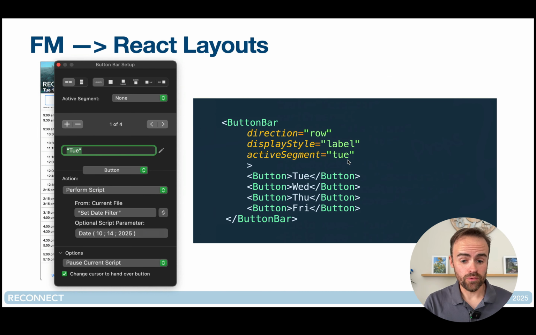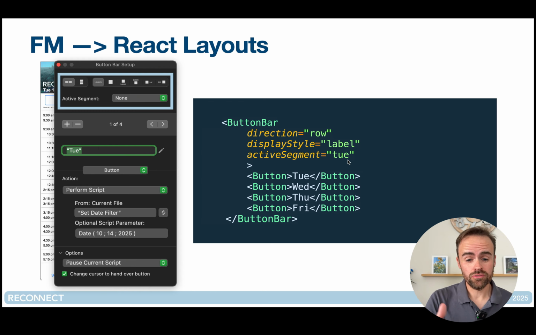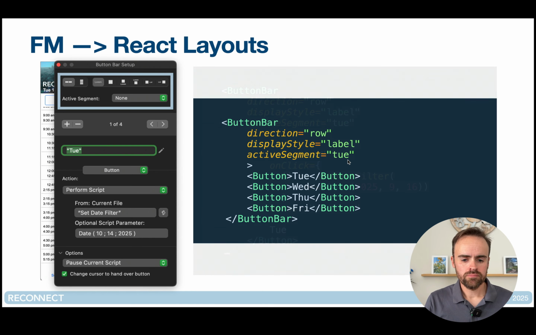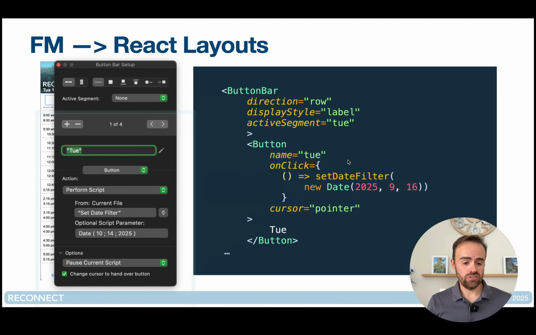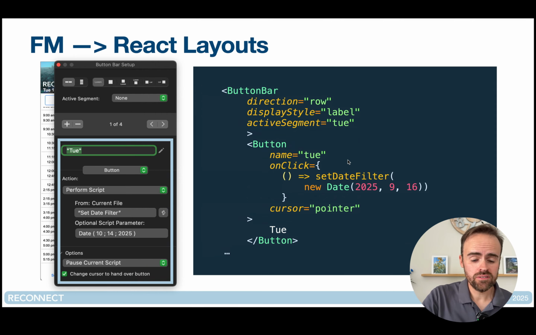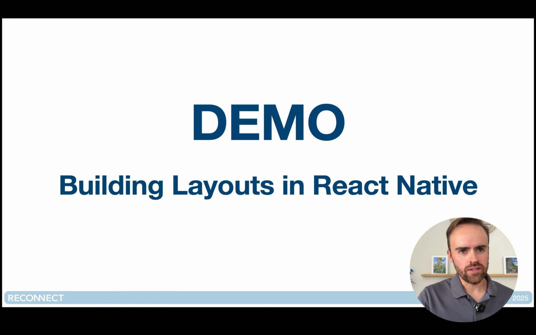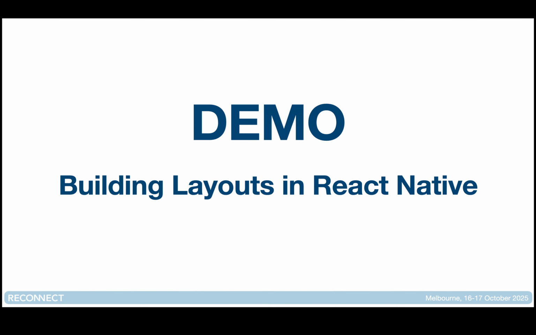This is another example with our button bar because we're adding in our options for which direction we want it to be and the display style, active segment. But of course, button bars have actions on them like perform script. So this example introduces a little bit more of JavaScript into our JSX, where we've got our onClick handler that runs a function called setDateFilter and passes in the dates. So let's go ahead and try it out. Let's try building that layout that we saw in FileMaker in React Native using those ideas.